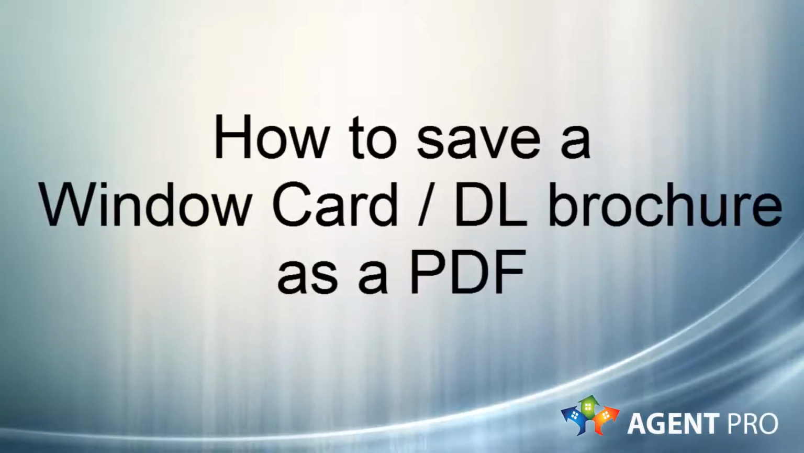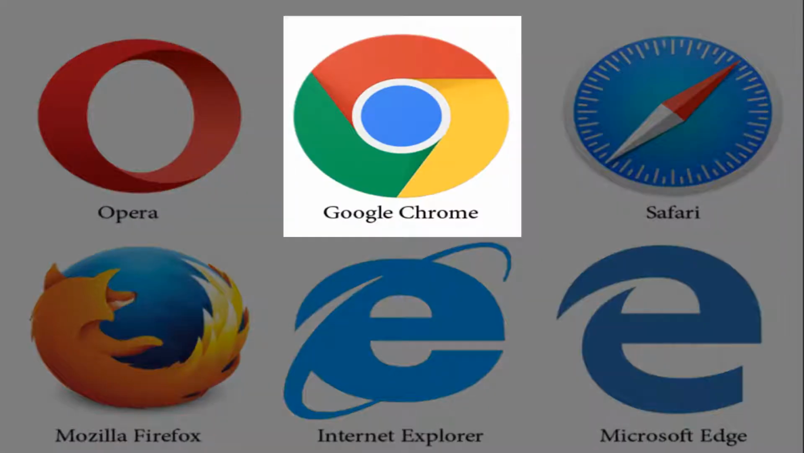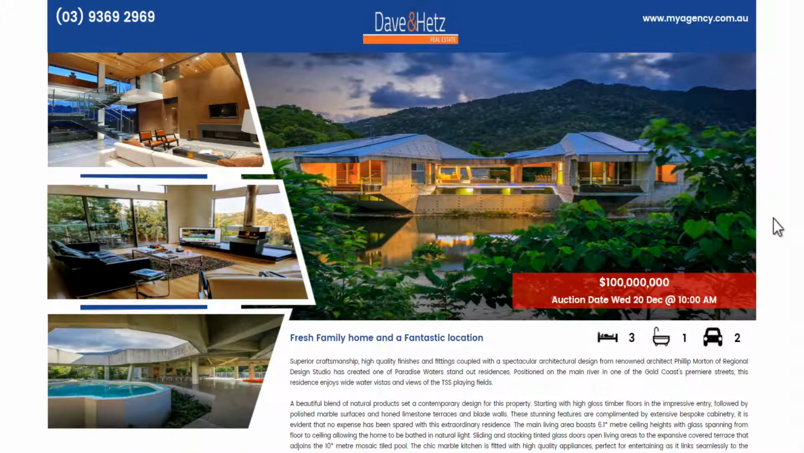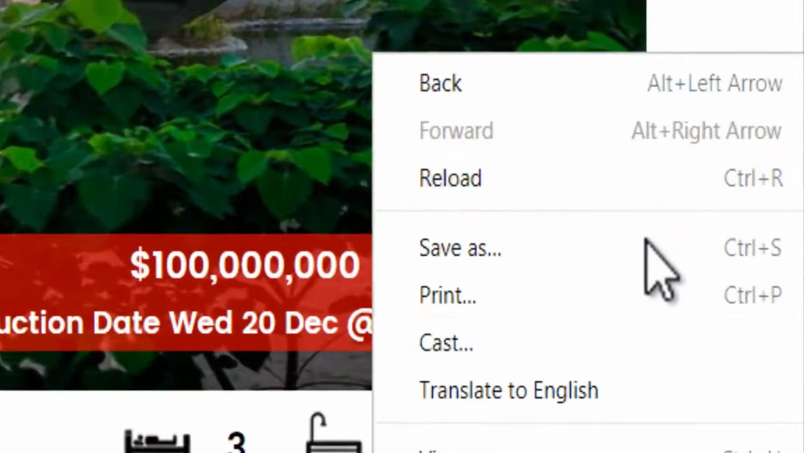In this video, we will demonstrate how to save a window card or DL as a PDF. Please make sure you are using or have a Google Chrome browser installed. When on the template page, right-click on your mouse and select Print or Ctrl-P.